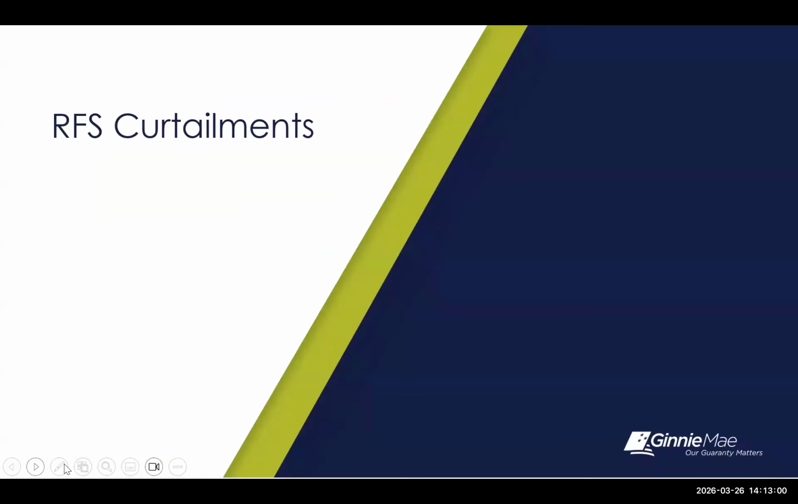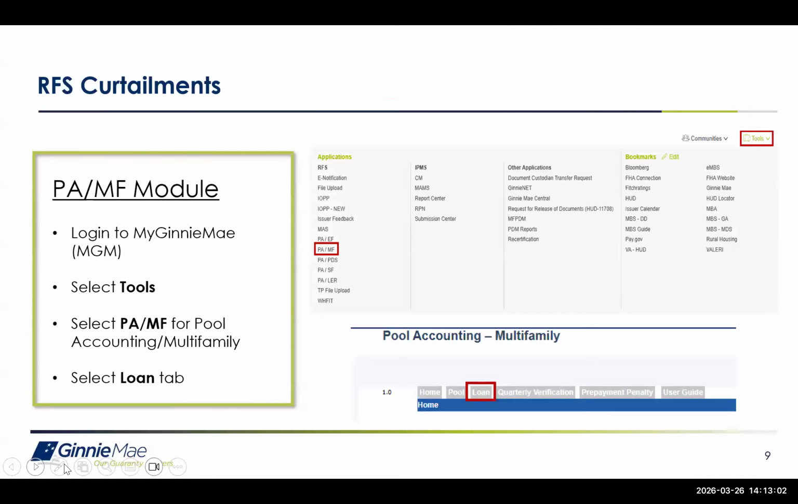Let's get started with curtailments. To access the Pool Accounting Multifamily module, log into MGM, select Tools in the upper right-hand corner, then select PAMF for the Pool Accounting Multifamily module under the Application section. Then select the Loan tab.